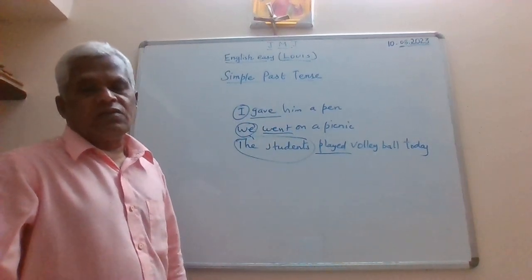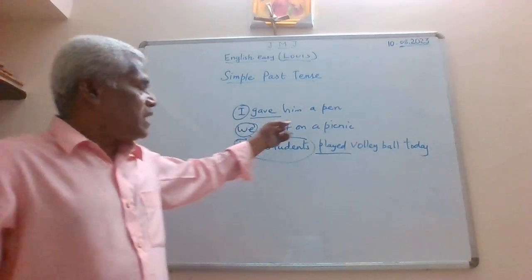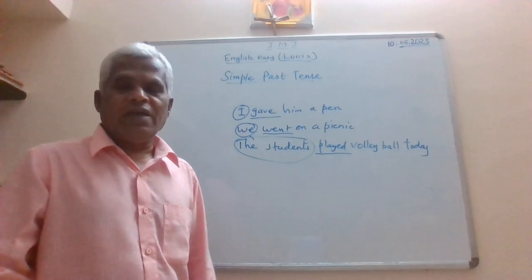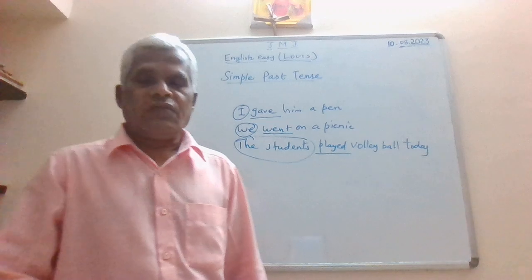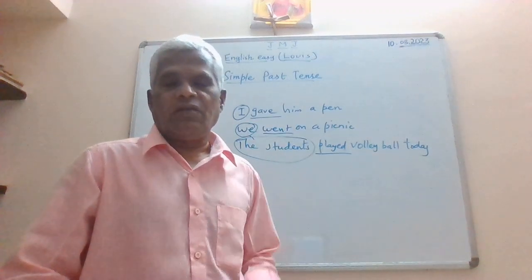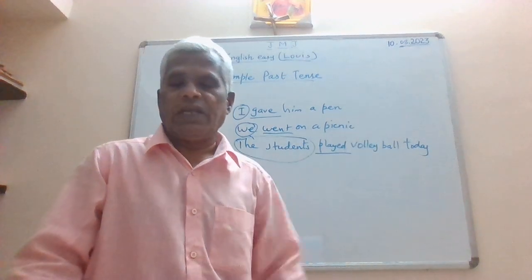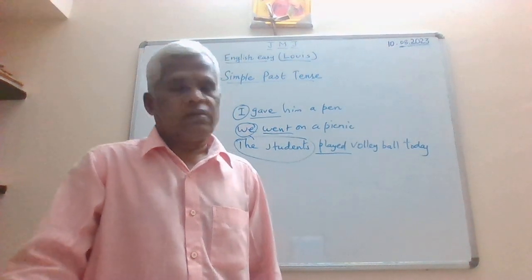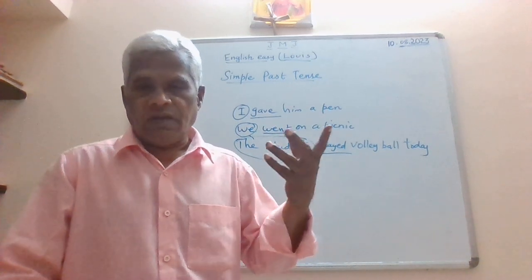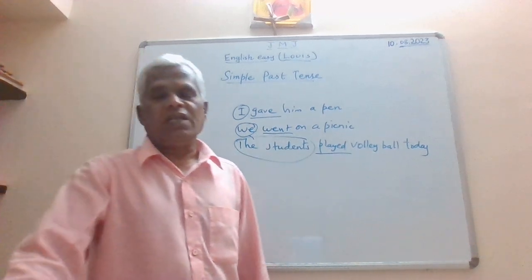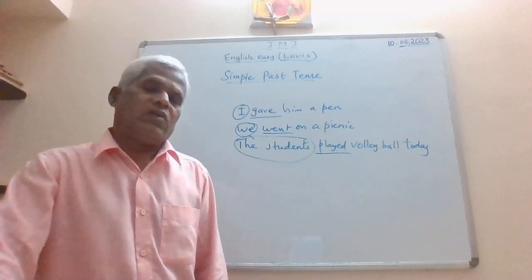Now coming back to our discussion here. How do you understand the meaning of these sentences? What is the concept? I gave him a pen. Action is completed. He asked me for a pen, so I just gave him my pen. Over. Completed. Similarly here, we went on a picnic. Over. The students played volleyball today. Students were very busy today and they enjoyed playing volleyball today, and played is your main verb here, past tense.